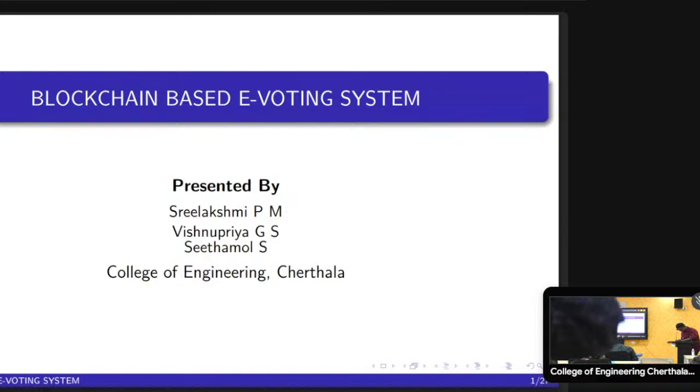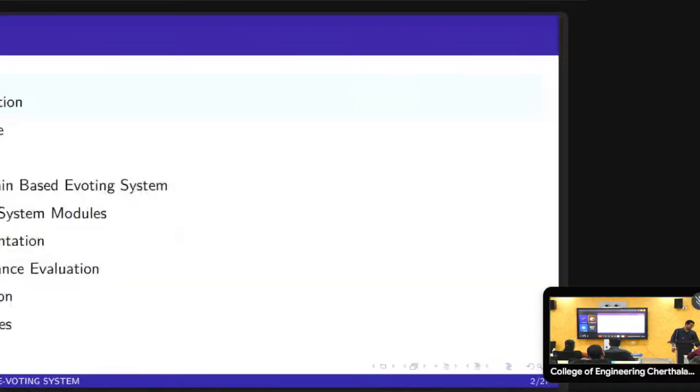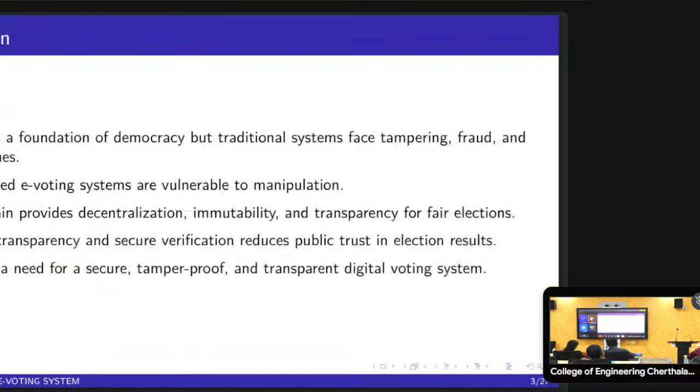Good morning, respected chairpersons and fellow researchers. I am Sri Lakshmi PM, and today I am presenting my mini project titled Blockchain-Based E-Voting System. This work focused mainly on improving election transparency, security, and trust using blockchain technology. These are the contents I'm going to cover. So the introduction. Voting is the backbone of democracy. However, traditional voting systems suffer from tampering risk, centralized control, fraud possibility, and lack of transparency. To address these challenges, we propose a decentralized blockchain-based e-voting system that ensures immutability, transparency, security, and trust.